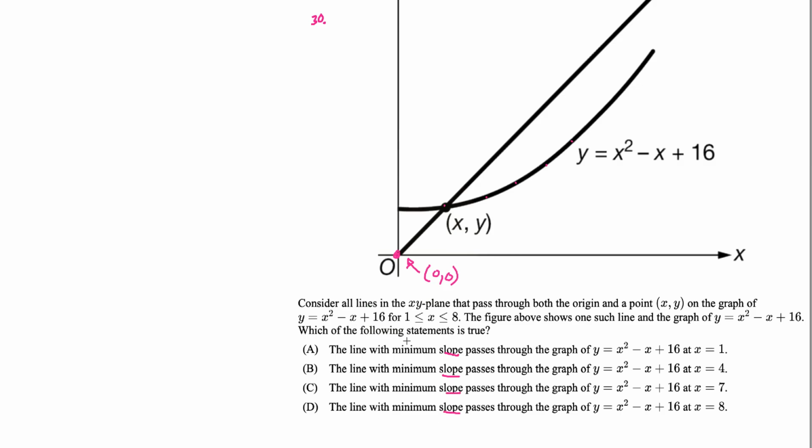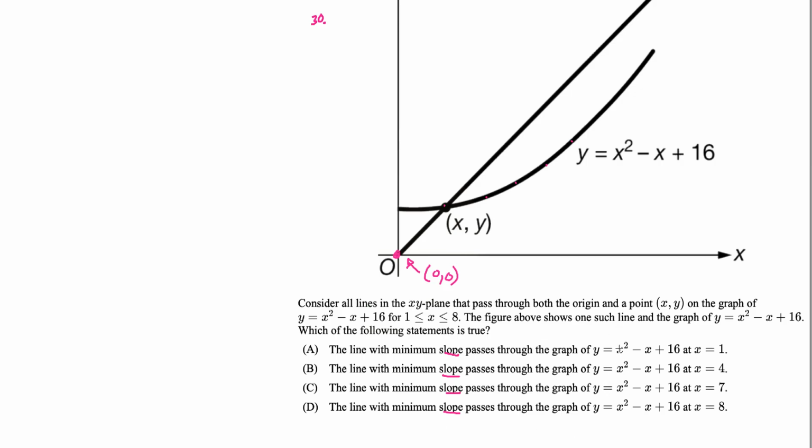Now, we could get the answer, and not even doing pretty much any calculus, by just sitting here and asking, what's the slope of this line? What's the slope of this line? What's the slope of this line? And then finding the minimum one and picking that one. Let's go through that and get the right answer, and then we're going to do the calculus and match the calculus with the answer that we choose.